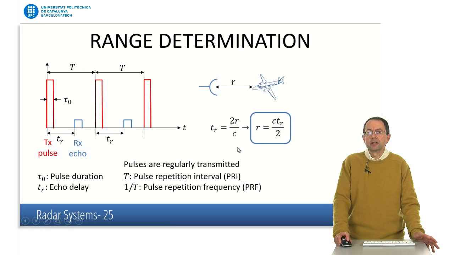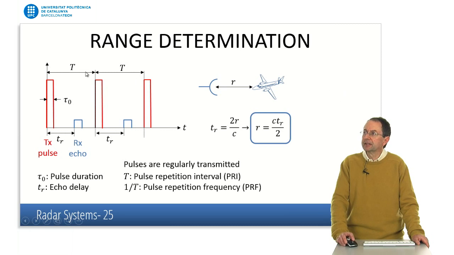Pulses are regularly, or almost regularly, transmitted by radar, so we will consider here that we transmit at a fairly regular repetition interval, which is this capital T parameter here. The pulse repetition frequency, PRF, is the inverse of this period. Another important parameter is the duration of the transmitted pulse. This tau zero parameter models the pulse duration.